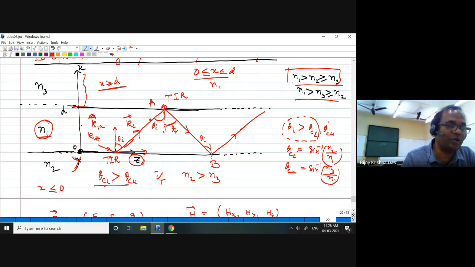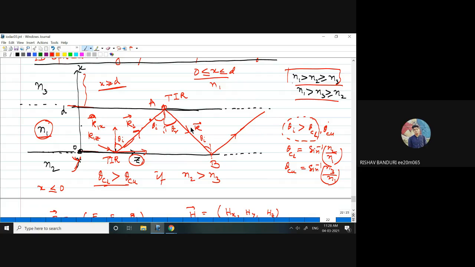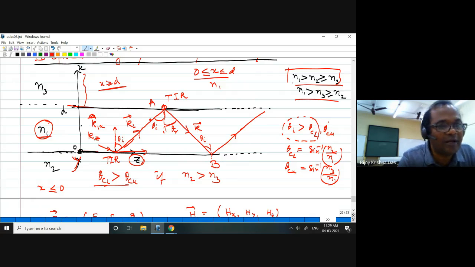But upon total internal reflection, what is happening here? Suppose this vector is the one coming back. What is happening for the x component and the z component? The x component changes phase, so flipping. k1x will become minus k1x. But k1z remains the same. If you decompose here, this will be your k1z, and this will be your same k1x, but the direction changed.